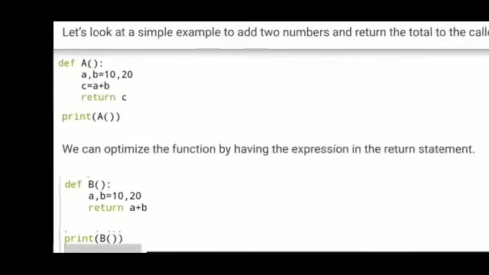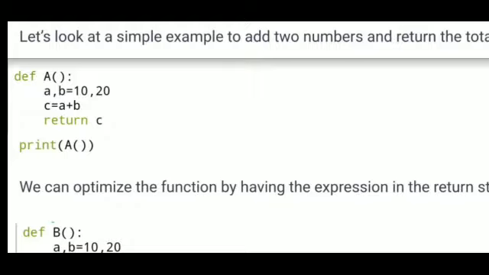Just look at the example. In this example we are making a simple function a with the variables a and b and the values 10 and 20. In this we are using a third variable c equals a plus b, and this function is using a return statement to return c. That means this return statement will return the value c that contains the addition of a and b. When we call the function, we want to display the result of the function.